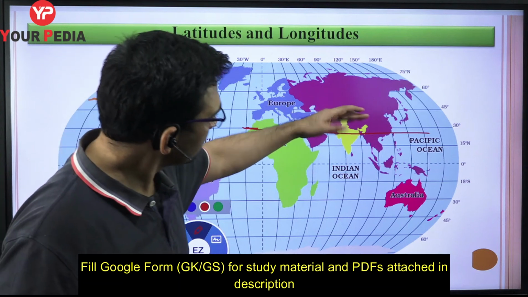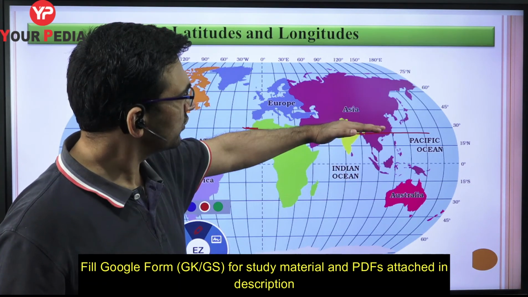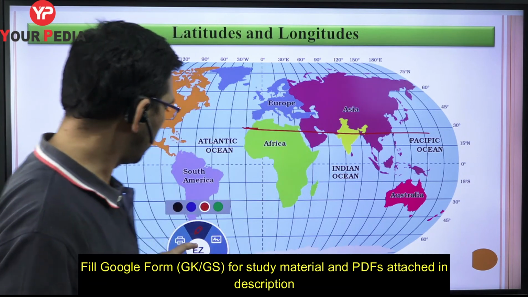So we can say half portion is entirely in the tropics, but the other half is in the subtropic or the temperate region.